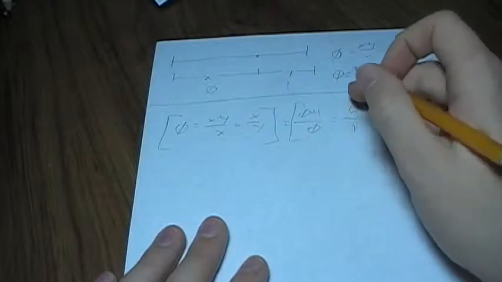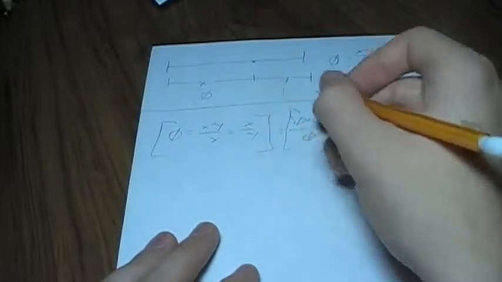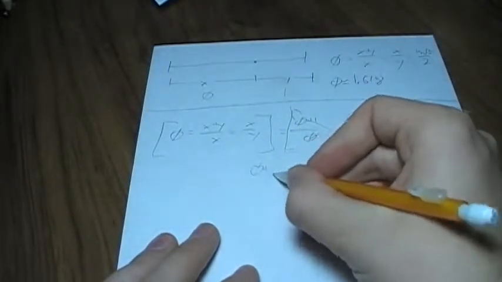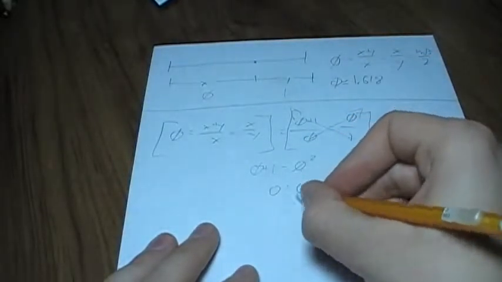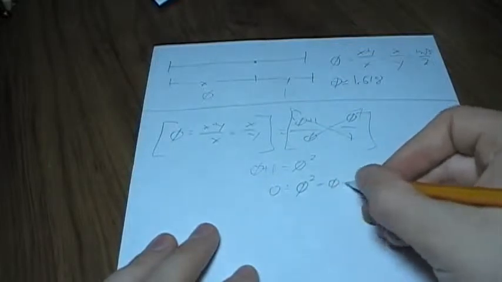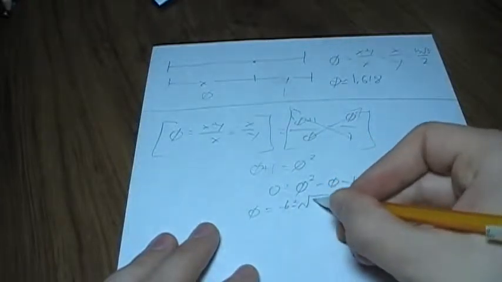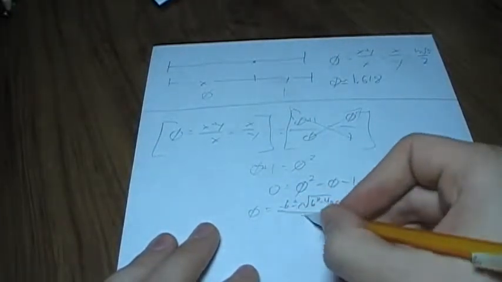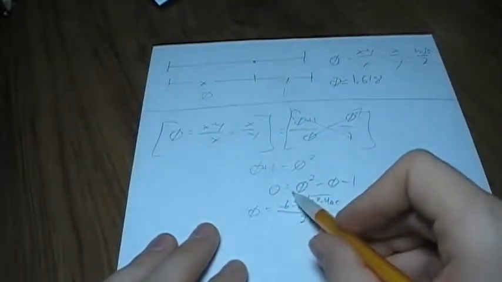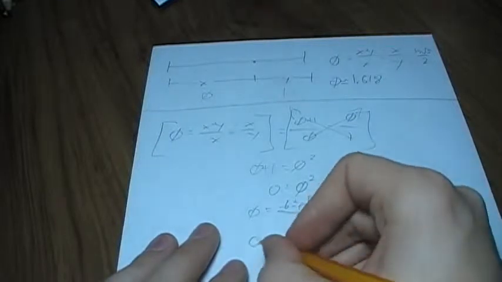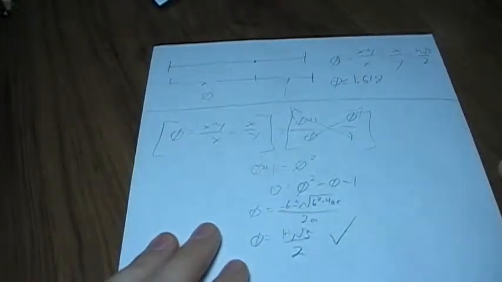We want to isolate phi. That's the ratio we're looking for. So you can just take a cross product, multiply this across, 1 times phi plus 1. Phi plus 1 equals phi squared. And this just becomes a simple little quadratic. And to solve it, you can use the quadratic formula. I'm not going to write it all out, but when you plug in all the values, b is negative 1, a is 1, c is negative 1, you get phi equals 1 plus root 5 over 2. And that's where the value comes from.